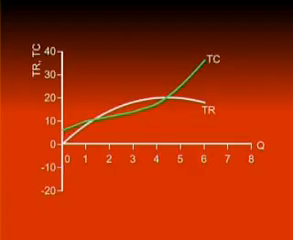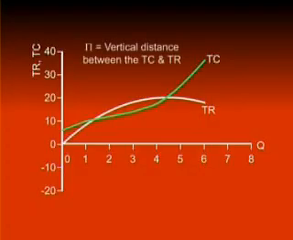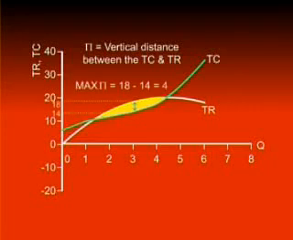Now, as you can see, the total profit is merely the vertical distance between the total revenue and the total cost curves at any point, that is, at any level of output. So when output is 3, the total profit is simply 18 minus 14, that is equal to 4. And this is exactly what we obtained from the table.